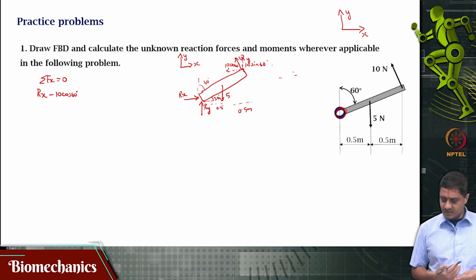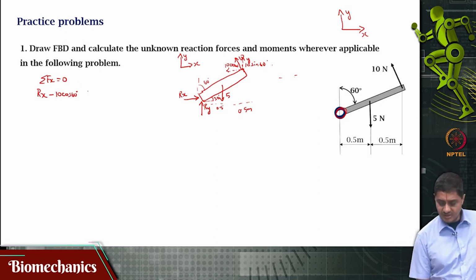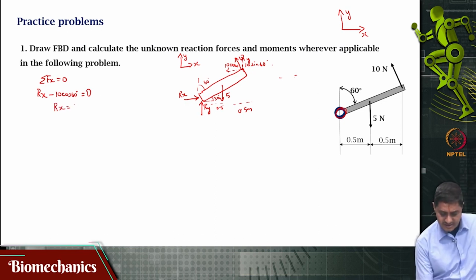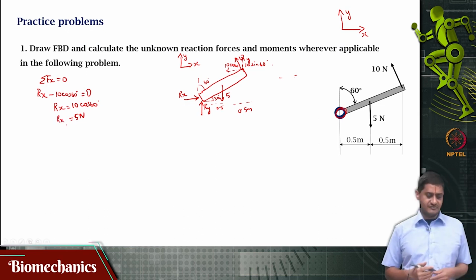Is there any other component along the x direction? The answer is no. There are only two more forces. One is Ry, the other is 5, but they both are in the y direction. So the sum is 0. From this I can say Rx is 10 cos 60, that would be 5 newtons, is it not? Because we know from high school trigonometry cos 60 is half, 1 by 2.